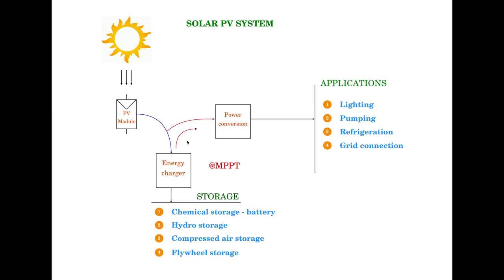So it is the job of the power conversion unit, the power converters or the energy charger units, to see that appropriately a load is presented to the PV module such that it will operate at the maximum power point. So these maximum power point tracking algorithms should be inbuilt and should become an inherent part of these power converters. So these are some of the important components that you will see in solar PV systems.